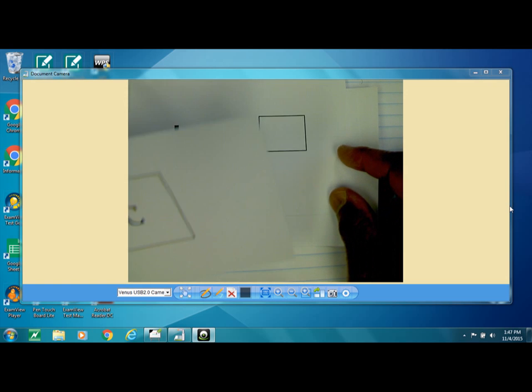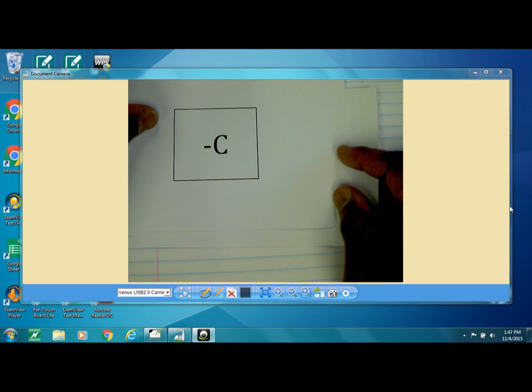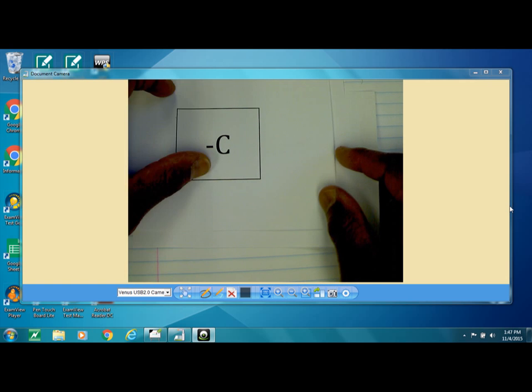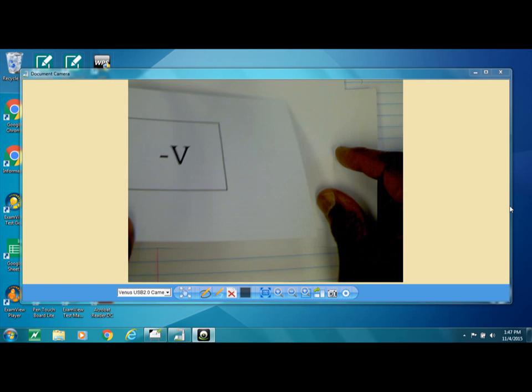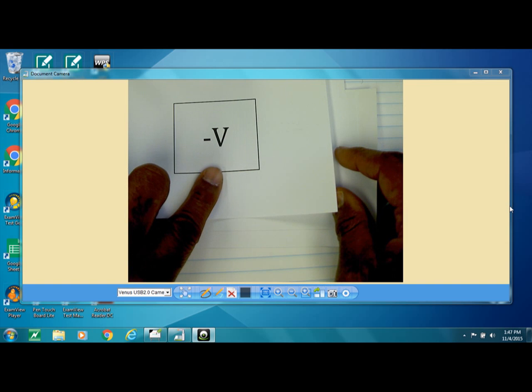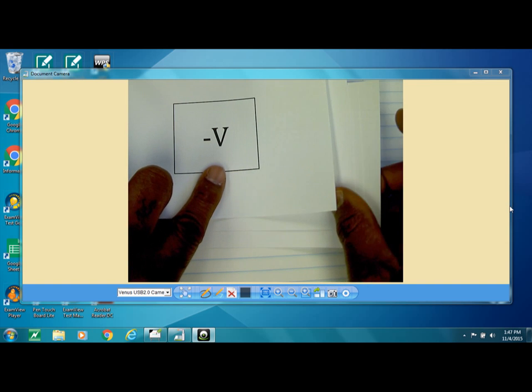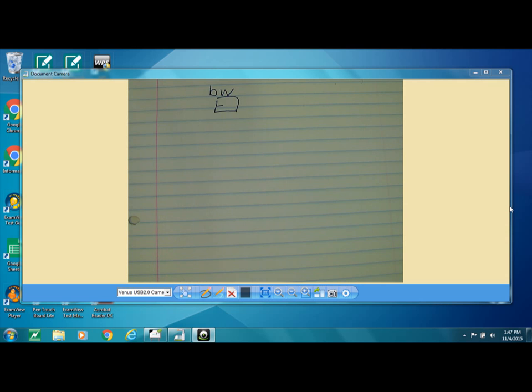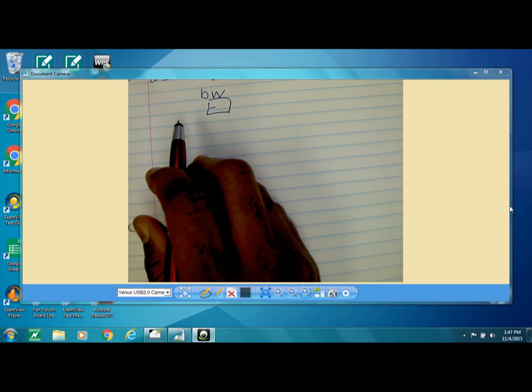Remember that if the suffix starts with a consonant, it's a consonant suffix. If the suffix starts with a vowel, it's a vowel suffix, okay? So I'm going to write a few words, and when I write the words, we're going to explore or study those things, okay?